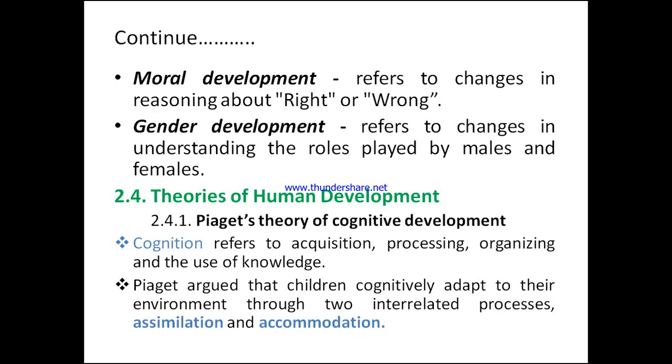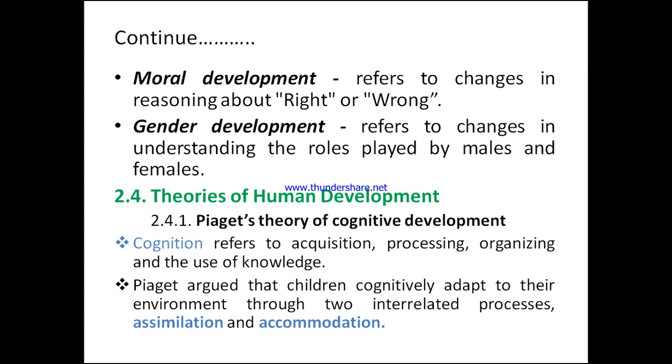Let's see the different theories of human development. The first theory is Piaget's theory of cognitive development. Here Piaget talks about development in our intellectual aspects, right? It is related with our ability of thinking, memory and reasoning. These are cognition. So cognition refers to the acquisition, processing, organizing and use of knowledge. So how can we bring change in the areas of our knowledge or our intellectual aspect?